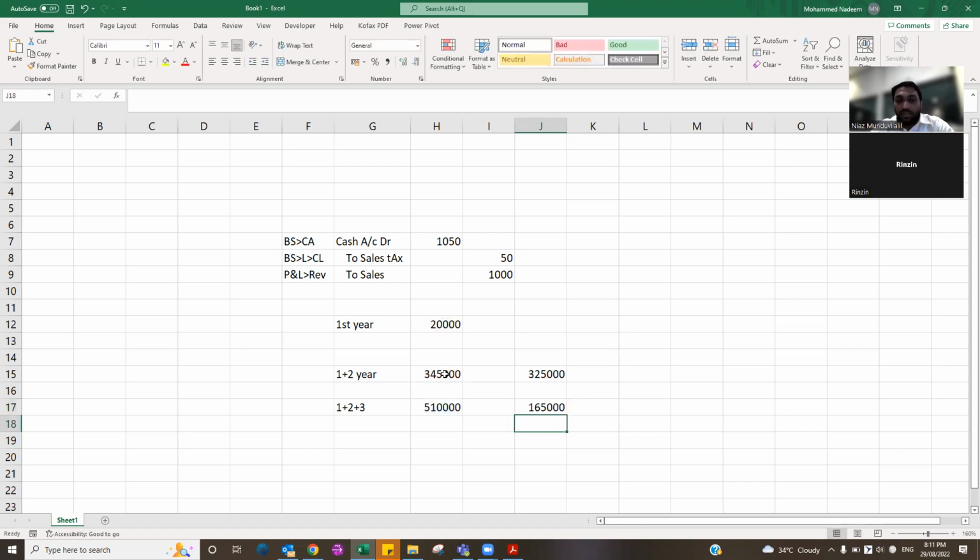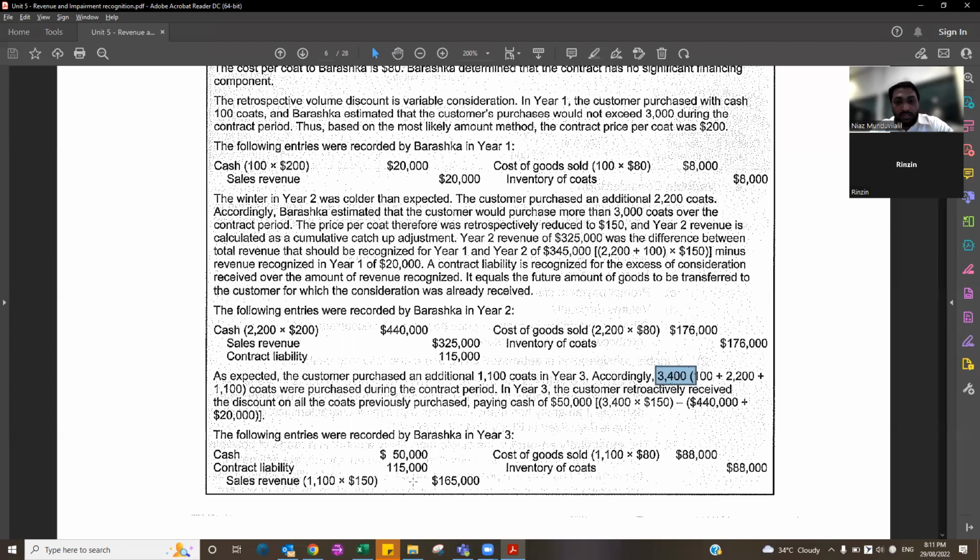Because this includes this 20,000, right? So 165 should be your sales revenue. Got it? And how much money will you collect from the other party? The difference. Because we already paid in advance, he already has a contract liability of 115,000 which he paid in advance. So the balance of 50,000 we will collect from him as cash. All good, Srijan? Yeah.